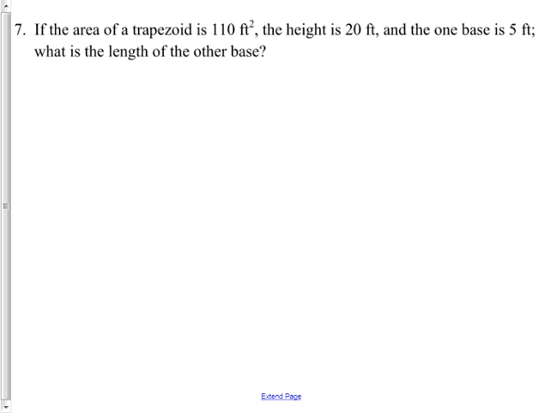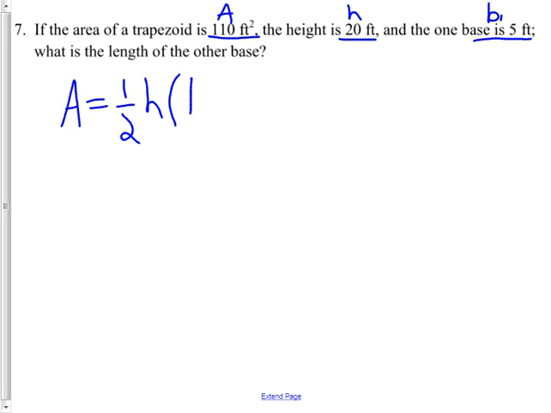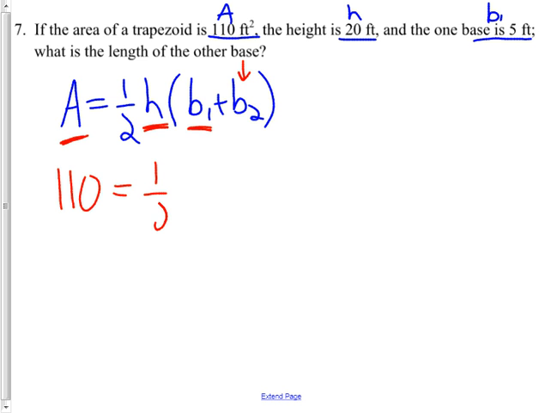Lastly, 7. The area of a trapezoid is 110 feet squared, the height is 20 feet, and one base is 5 feet. Right, I like to label these so I can tell which variable I have. It said one base, we'll just call that base 1, b sub 1. What is the length of the other base? Now again, going back to your area formulas, the area of a trapezoid is half height, parentheses, times b1 plus b2. Okay? And we know what area, height, and b1 are, so we're going to be solving for b2. So we're going to plug it all in. 110 equals half of 20 times 5 plus b2. We don't know what the second base is.